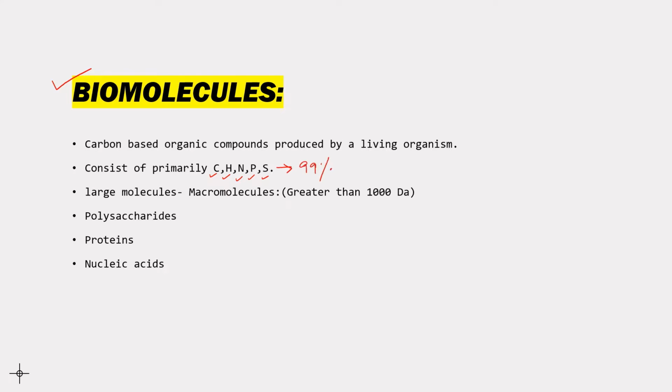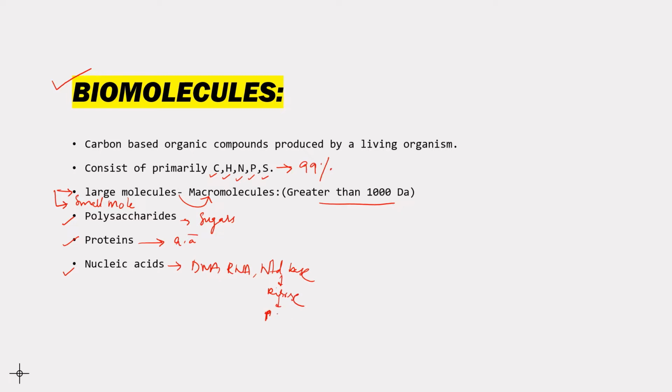Now we can see that there are large molecules and also small molecules. Large molecules are called macromolecules, which are greater than 1000 Daltons. These are polysaccharides, proteins and nucleic acids. Polysaccharides are made up of sugars, proteins are made up of amino acids, and nucleic acids are made up of DNA, also RNA and the nucleotide bases. And these are again linked to ribose sugars and phosphate moiety.